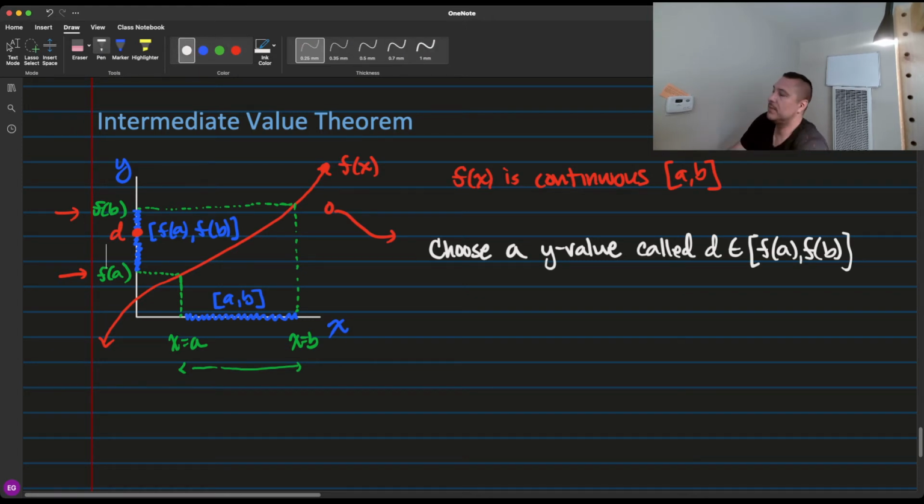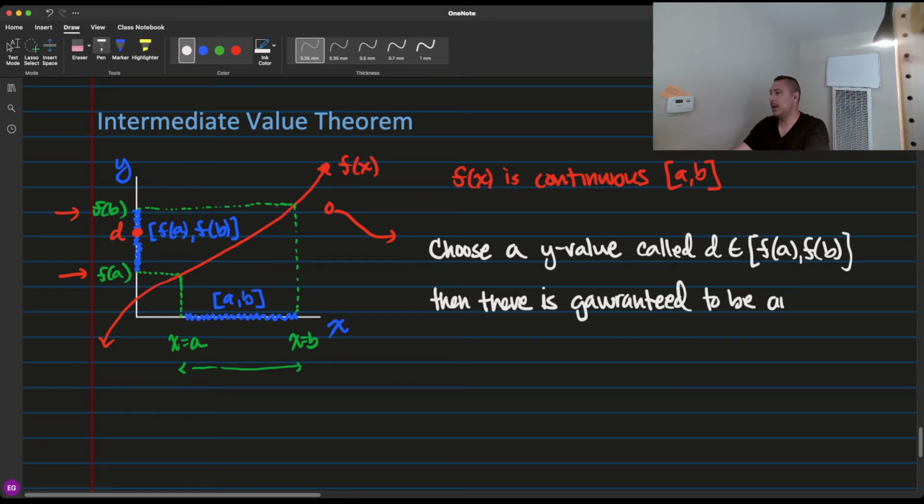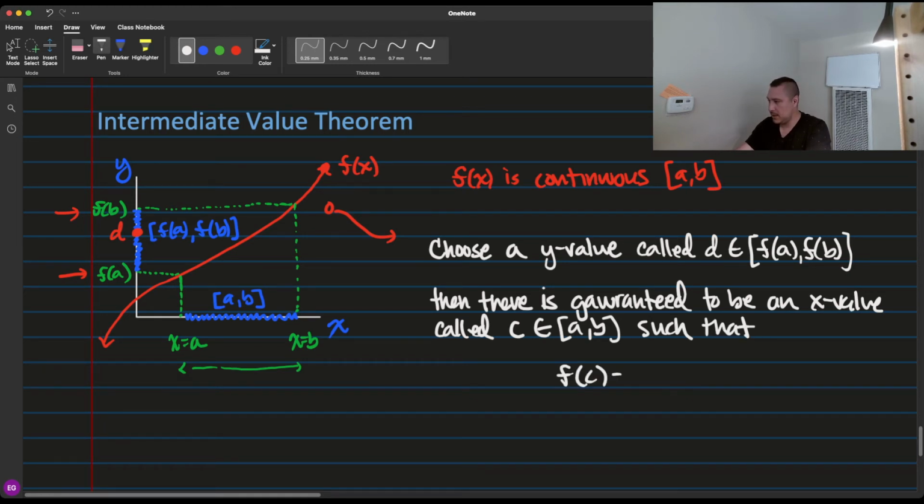The intermediate value theorem says that if you choose a y value, d, between f of a and f of b, then there is guaranteed to be an x value called c between a and b, such that f of c is equal to d. So what did we do here? We chose this value d.